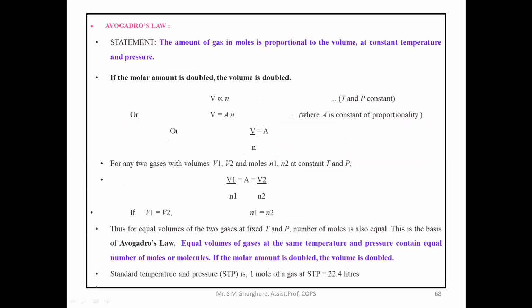Now, Avogadro's law. According to Avogadro's law, the amount of gas in moles is proportional to its volume. V is directly proportional to n. This means the volume of a gas is directly proportional to the number of moles of the gas.